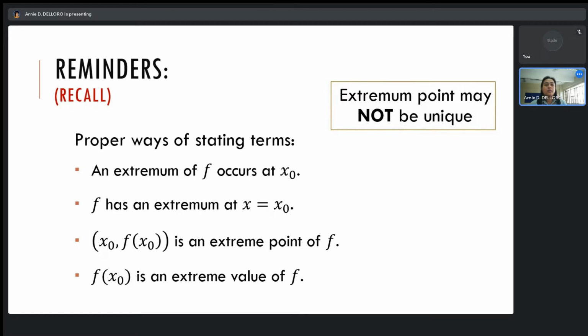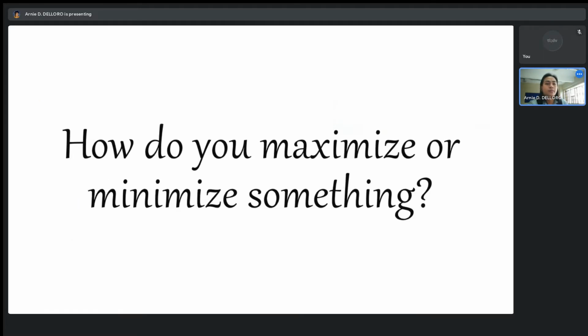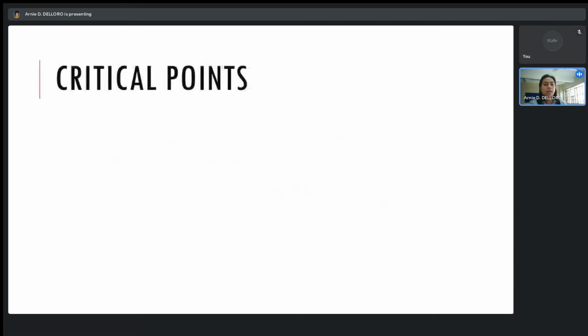Even minimum points, pwede din tayo magkaroon ng several minimum points, depende sa given na function. So, if that's the case, how do we minimize or maximize something? Now, in doing either maximization or minimization, we do optimization. So we have the so-called critical points.